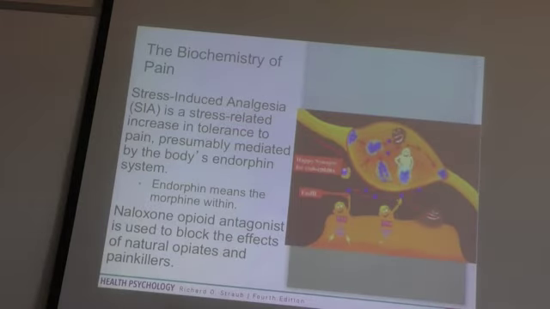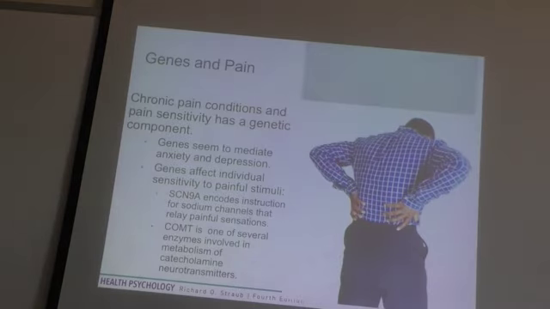Naloxone, the opioid antagonist, is used to block the effects of natural opiates and painkillers. So we can do that. I don't know why we would do that, I guess to tell you that you're in pain would be the reason why. Chronic pain conditions and pain sensitivity have a genetic component.